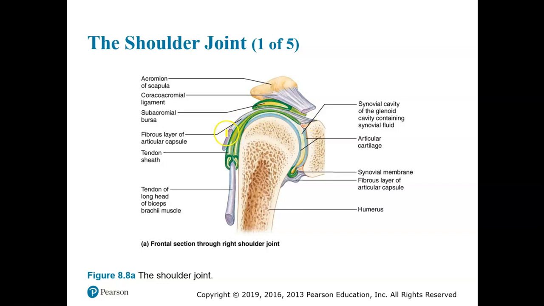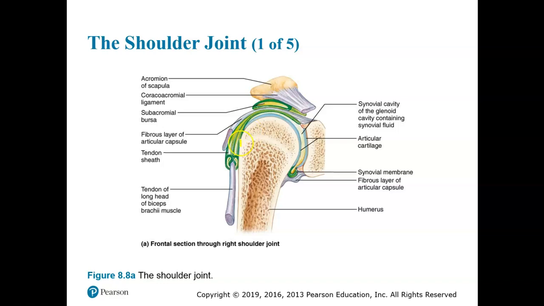This is showing you the fibrous layer of the articular capsule. Remember the joint capsule. And then there's a tendon sheath. In addition to bursae, which are packets of synovial fluid that help with reducing friction at the joint, there's also a tendon sheath around the tendon of the biceps brachii muscle. And that is to reduce friction again. And there's really nothing else.